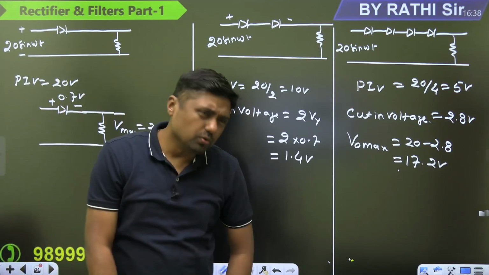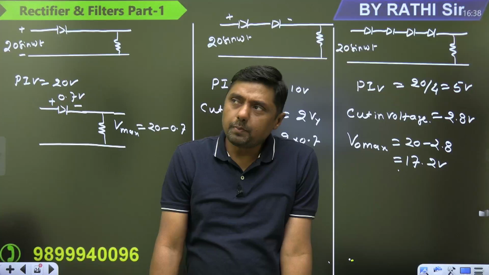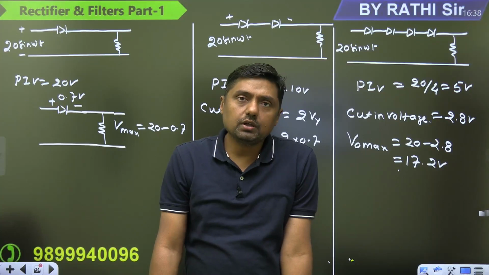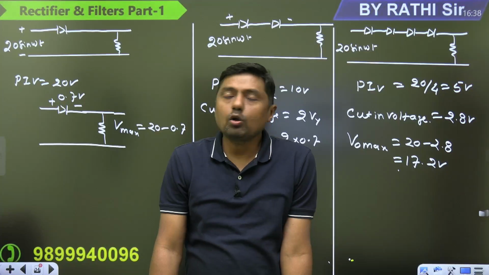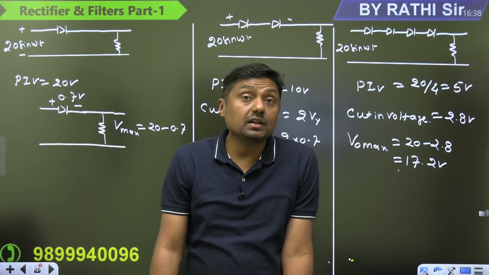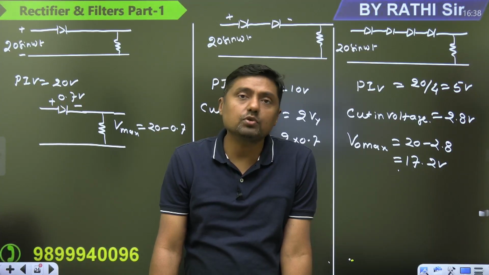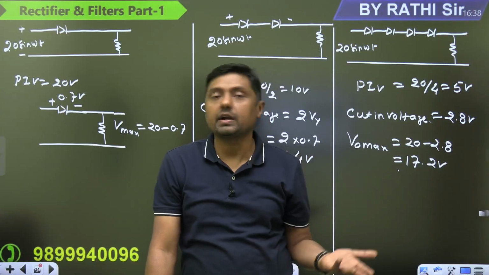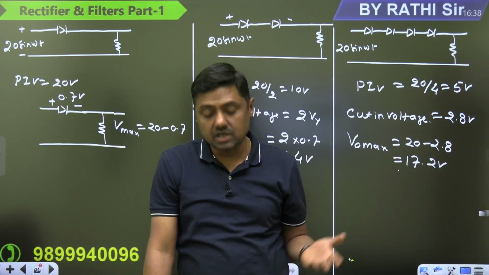So in an interview there will be a question, what do you mean by the PIV? On paper we are doing the calculation: what is the maximum voltage appearing across the diode when the diode is reverse biased, and on the basis of that PIV we are selecting the diode. If it is not possible to select a diode up to that range, then we can reduce the PIV by connecting extra diodes. 2 diodes in series, 4 diodes in series, 6 diodes in series.